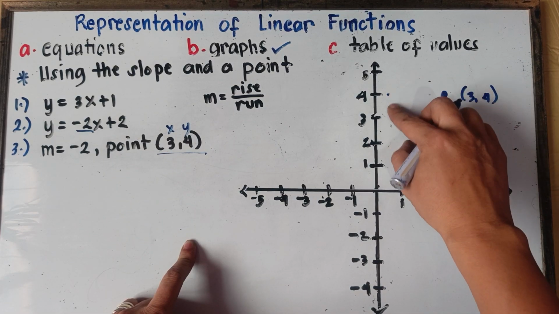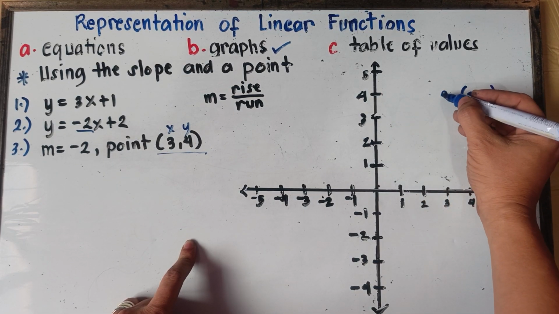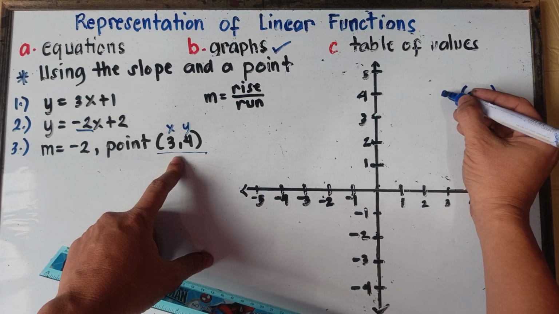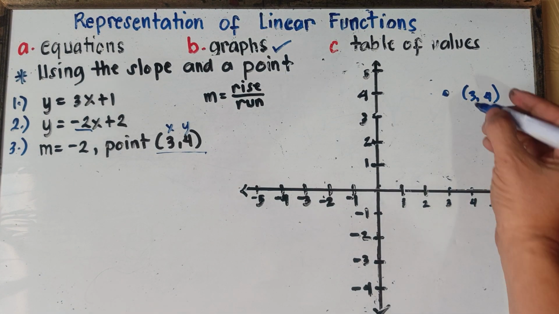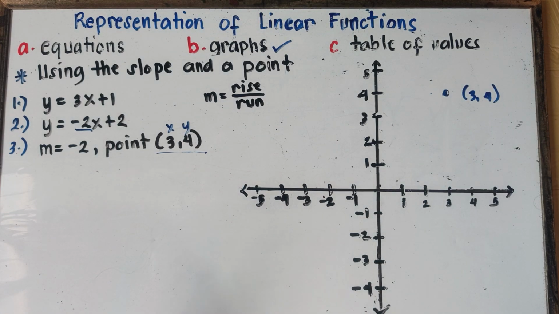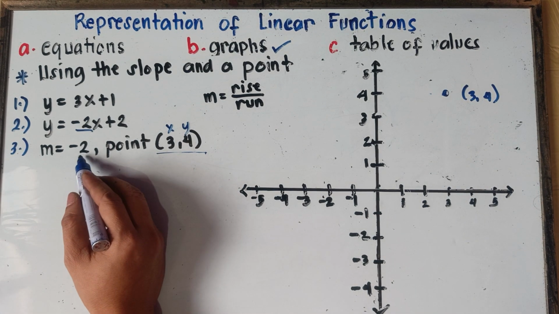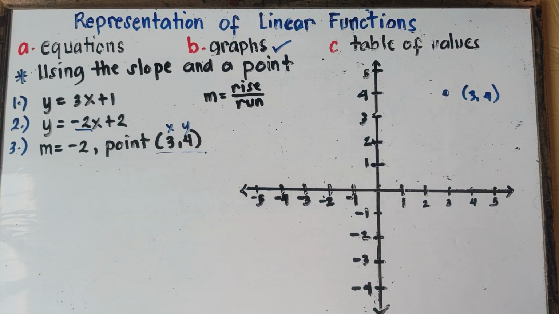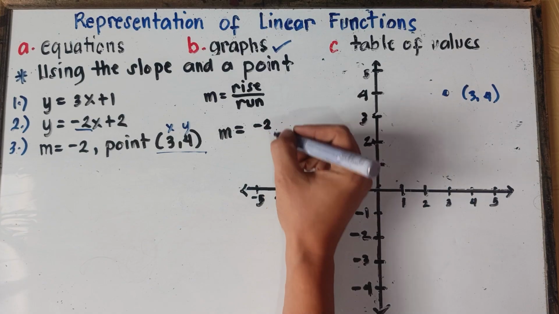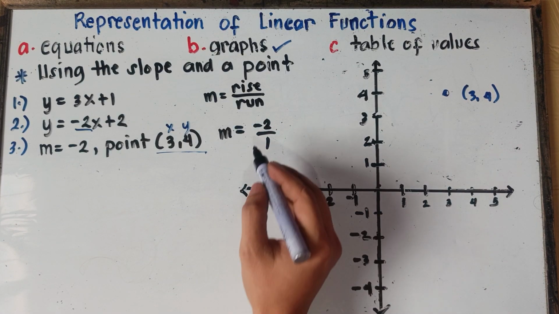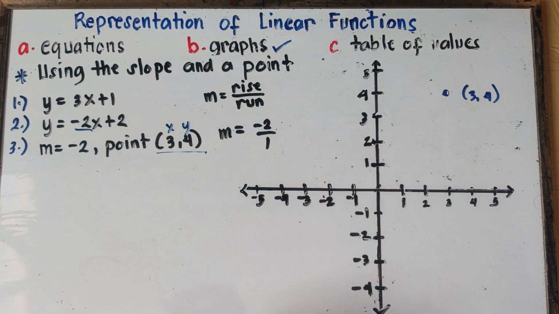So very easy, class, for number 3, because we already have the given first point. So no need to substitute any value for x. Alright, that would be our first point. And then to find the slope, we have negative 2 and then positive 1. So m is equal to negative 2 over positive 1, which is the same as negative 2.